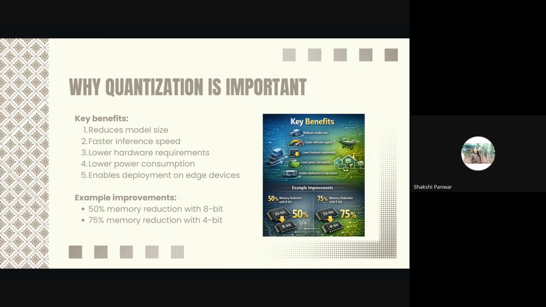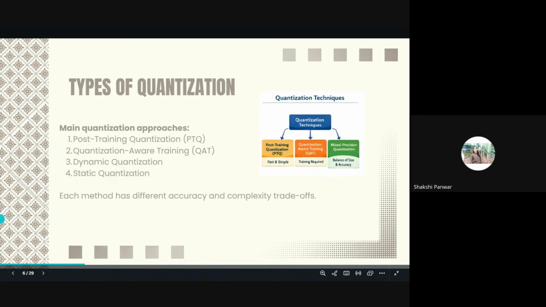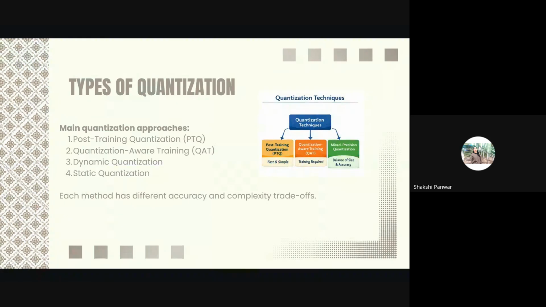Now, types of quantization. There are four quantization approaches in this diagram: three top-level categories, PTQ (post training quantization), QAT (quantization aware training), and dynamic quantization and static quantization.